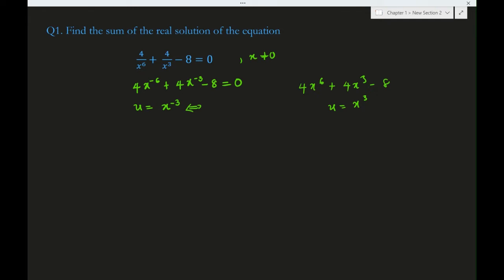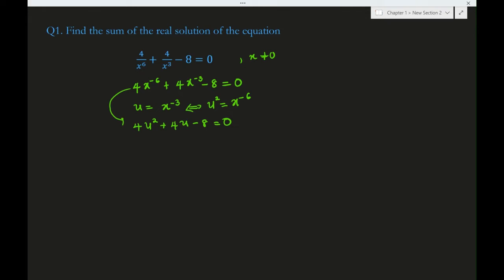But in this case, we have negative powers. What are the powers? Minus 6 and minus 3. Which one is the biggest? We let u be x to the power minus 3, which is the biggest. So try to understand the difference when you have negative powers and positive powers. Now, what does this mean? This means that u squared is going to be x to the power minus 6. So we can transform this to 4u squared plus 4u minus 8 equals 0.